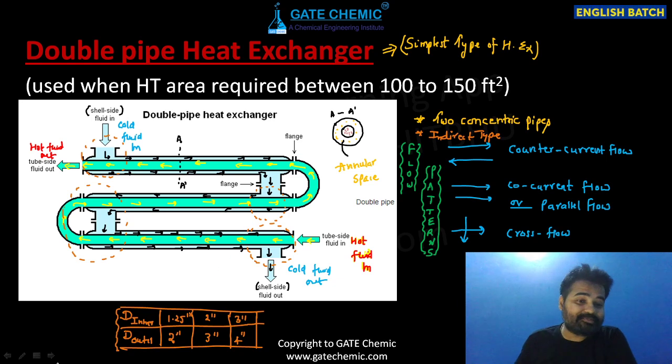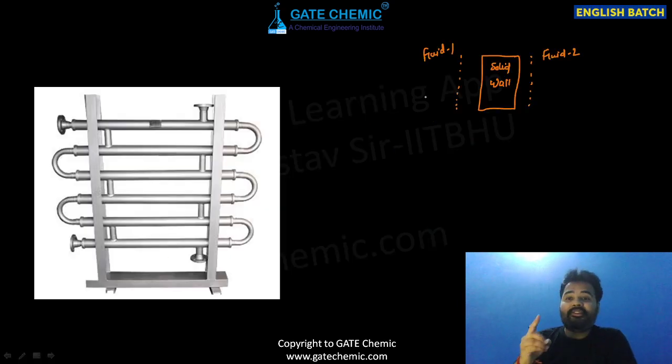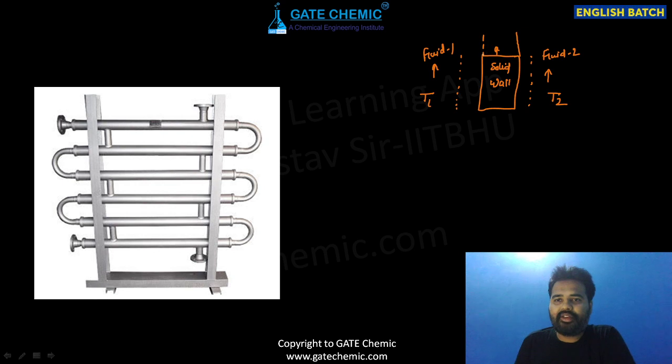Okay beta, now see here, if we have a solid wall and on this side one fluid is flowing, and on this side another fluid is flowing, and the temperature of this fluid is T1 and this fluid is T2. This wall is also very large in length. That means these two fluids are always separated from each other, they are not going to mix physically.